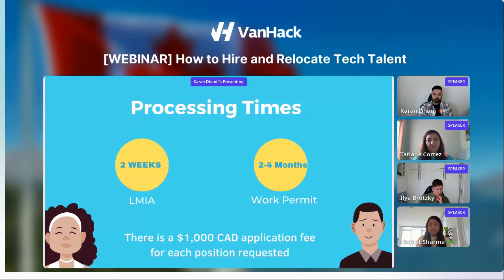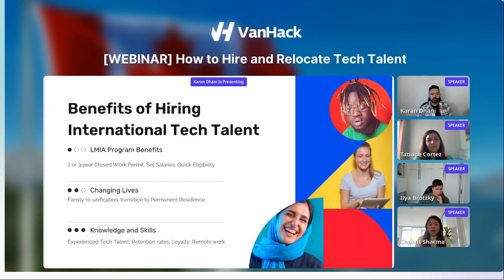Now let's dive into the details. How is it going to benefit your company? You're listening about the whole process. There are steps to the process, but what benefit does it bring to your company? The major benefit of this program is the 2 to 3 year closed work permit.